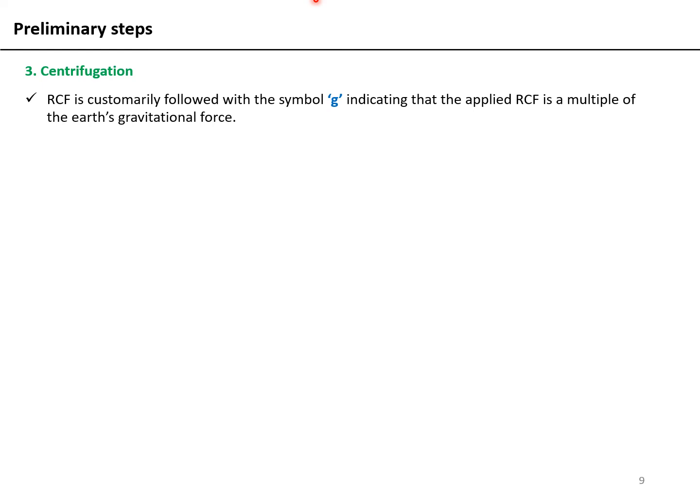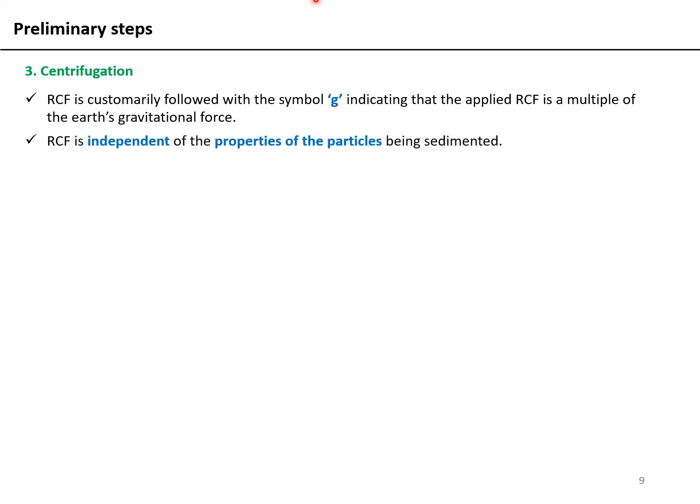And even in centrifuges, if you're working in a laboratory and if you have access to a centrifuge, you can see that there are two modes of setting the speed. You can either set it in RCF or you can set it in RPM, that is the rotations per minute. So this is what it actually means.